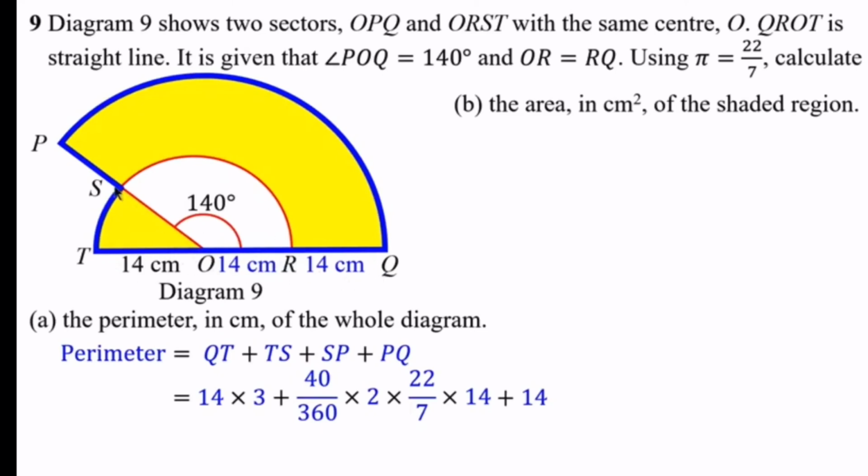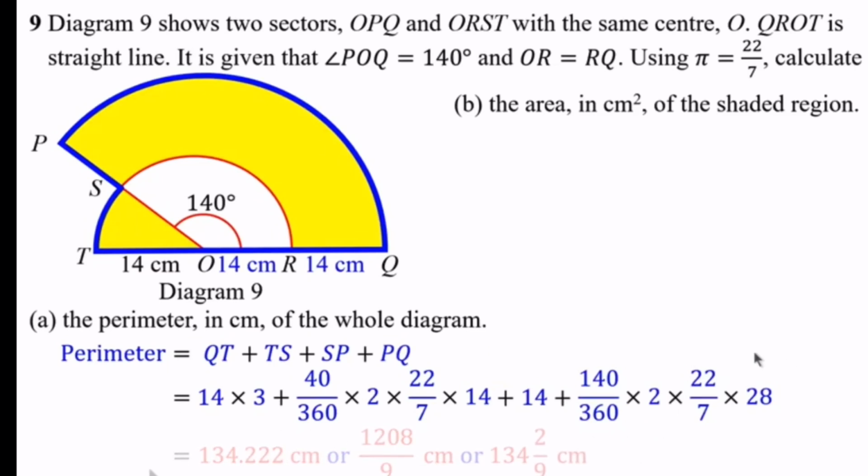Then the arc length for the big sector is 140 over 360 times 2 times pi times the radius of 28. You must choose the right radius so that you will get the answer for the perimeter for the whole diagram. So the final answer is 1342 over 9, which is the best answer in fraction.